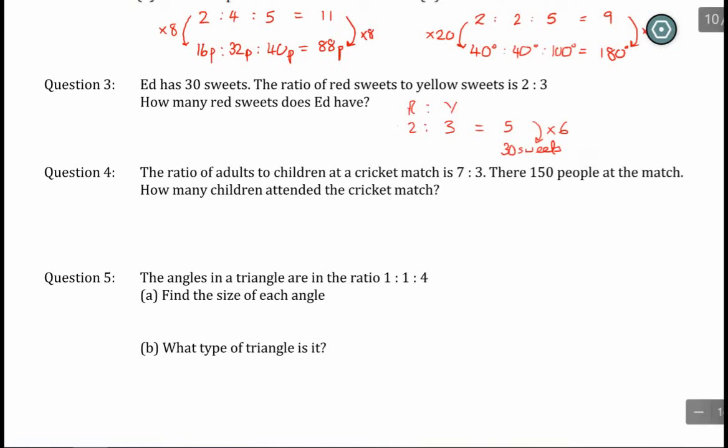So times by 6. If we times by 6, that means this person has got 12 red sweets and 18 yellow sweets. Okay, question 4. Adults to children is 7 to 3. So in total there are 10 parts here at this cricket match, and we're told in total there are 150 people. So each part is worth 15.